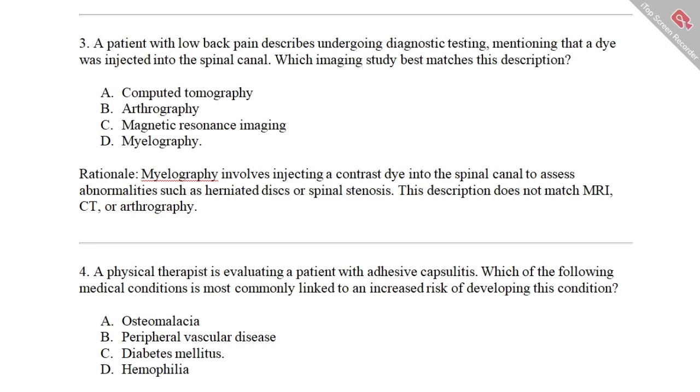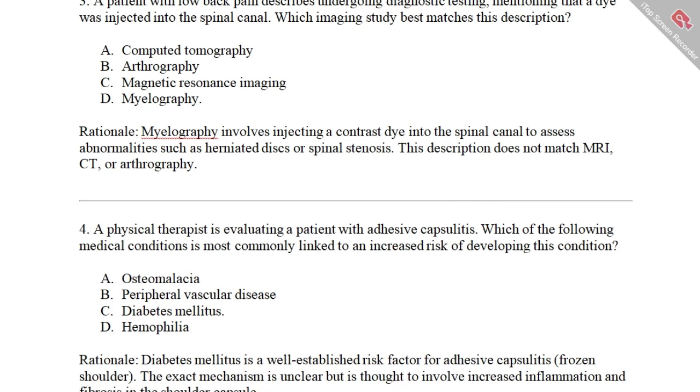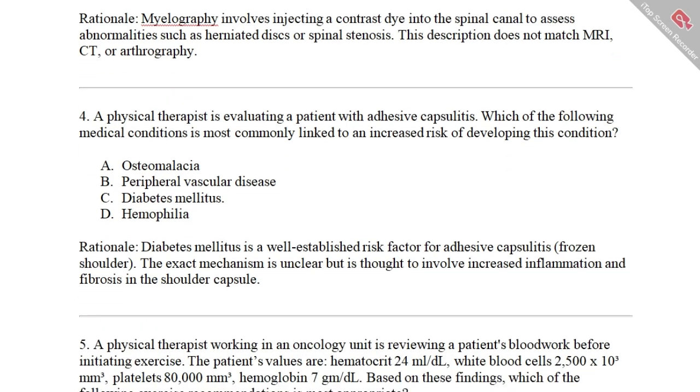Why is option D the correct option? Because myelography involves injecting a contrast dye into the spinal canal to assess abnormalities such as herniated disc or spinal stenosis. This description does not match MRI, CT scan, and arthrography. Let's move to question number 4.